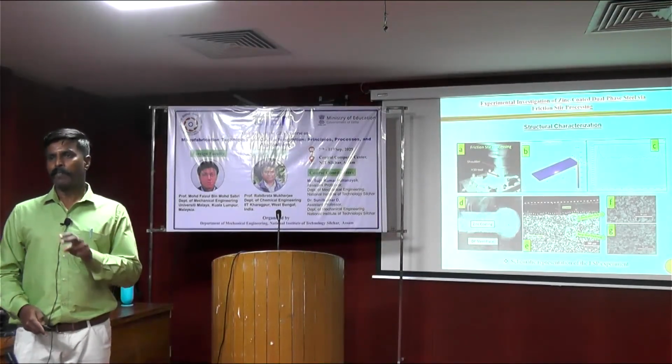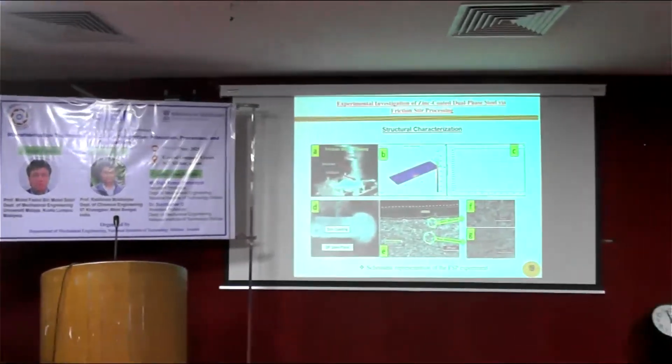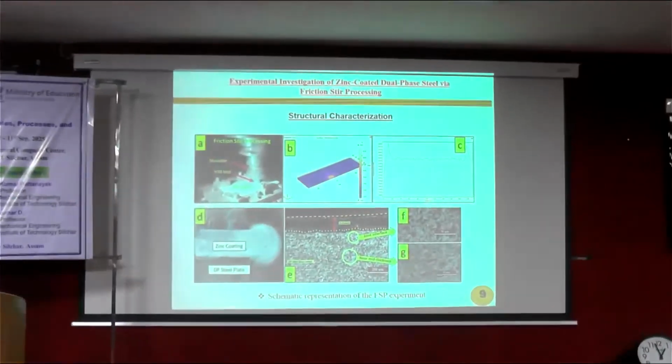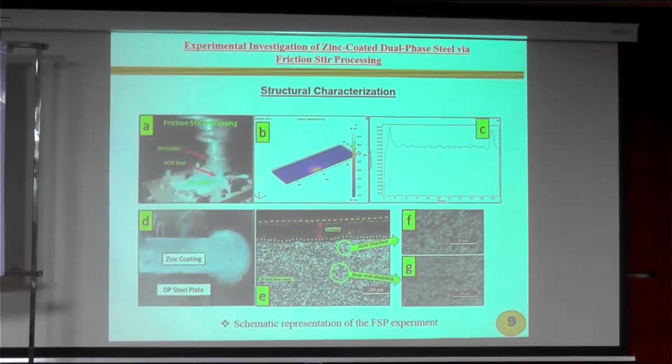Dual phase means there are two different structures in the base matrix: one is a martensitic structure, another is a ferritic structure. So that is called dual phase steel. This is a high strength steel because its tensile strength is roughly 500 MPa. So people use it enormously in engineering applications.